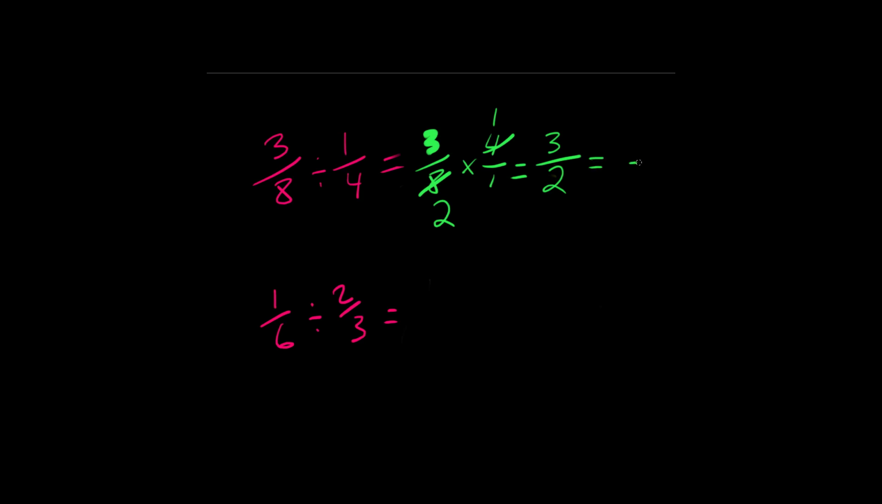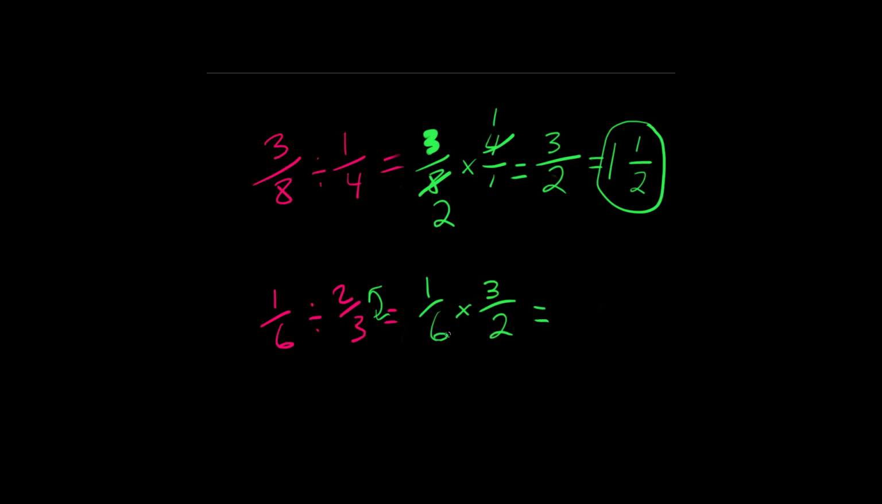And then we're going to have to write that, as we said, as a mixed number. So how many 2's go into 3? 1. What's left over? 1. Final answer, 1 1/2. All right, down below we have 1/6 divided by 2/3. So once again, 1/6 times the reciprocal. Flip these over. 3 halves.